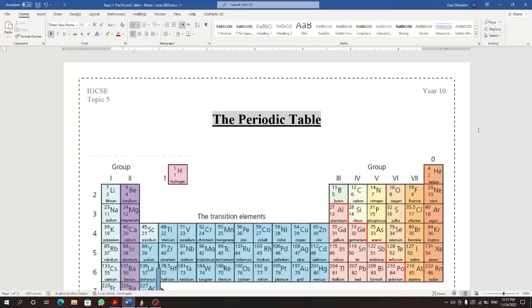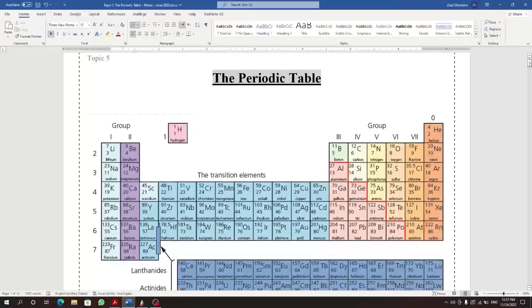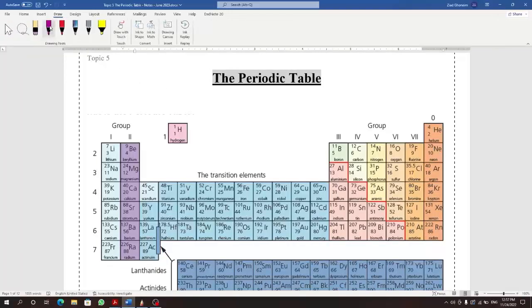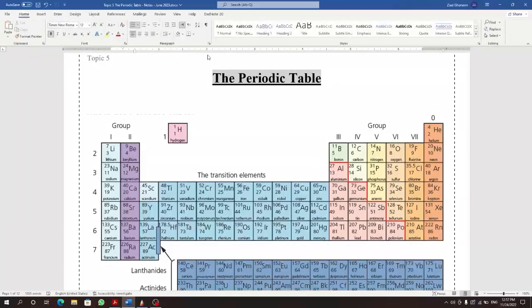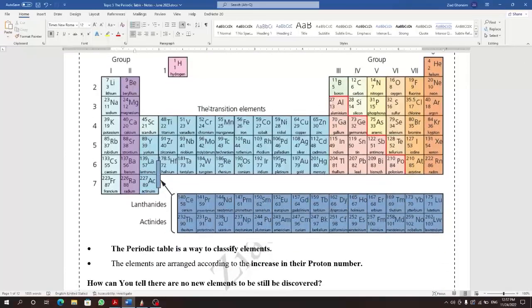Today we'll start topic 5, the periodic table. The periodic table is how the elements are arranged according to the increase in their proton number. As you can see, this is the periodic table right here. In the periodic table we start with hydrogen.